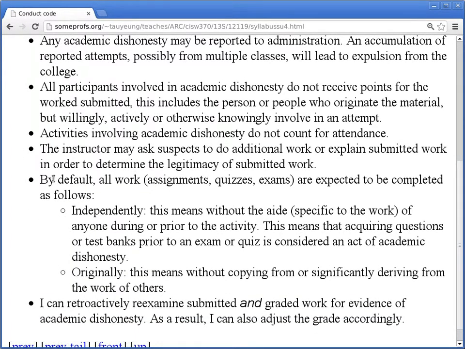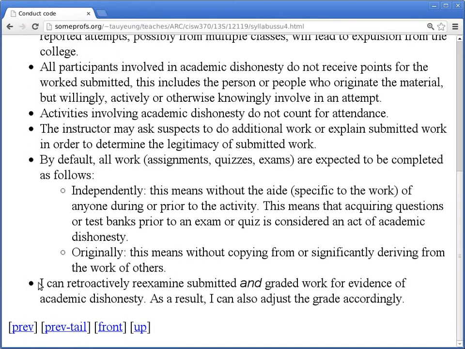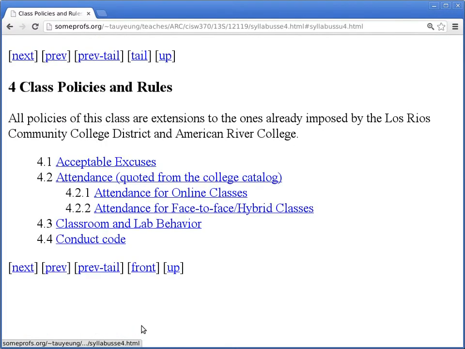By default, in this class, all work is expected to be completed independently, which means you're supposed to work on it by yourself, and originally, meaning not copying from somebody else or another article online. I'll explain this part a little later, because we do have homework due next Wednesday, and I'll explain how to work on that. All right, I can retroactively re-examine any work that is already submitted or graded for any evidence of dishonesty. Okay, so let's move on. Any questions about dishonesty, conduct code, and stuff like that?